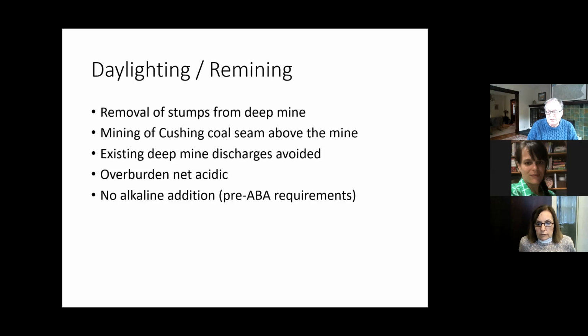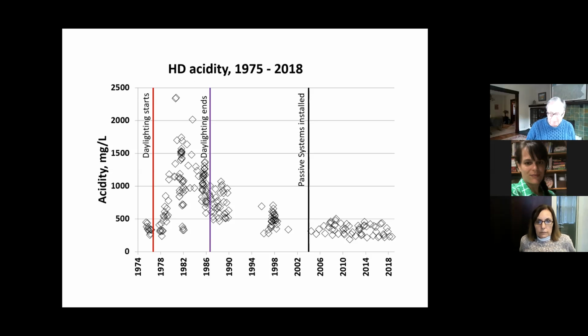And the site was reclaimed and actually is in good shape now. It's completely vegetated, and they did a very good job of regrading and vegetating the spoils. As I mentioned, the overburden is net acid, very little neutralizing capacity, and this surface mining occurred before there were acid-base accounting requirements or alkaline addition requirements, so there was no alkaline addition.